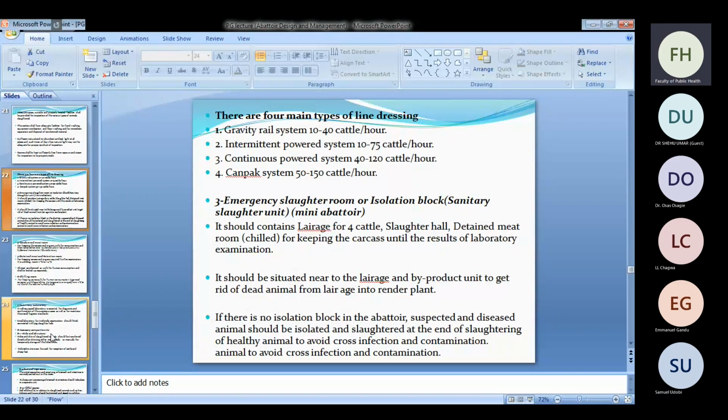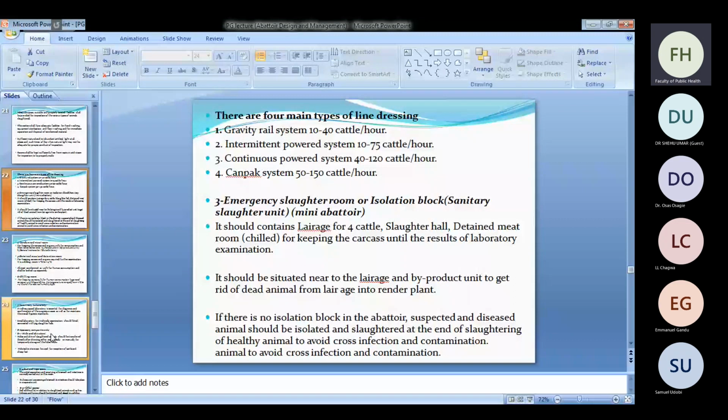This emergency slaughter room should be situated near the lairage or byproduct unit, to get rid of dead animals from the lairage into the render plant, in a place where they have a complex abattoir, where they not only process animals, they also do rendering activities.